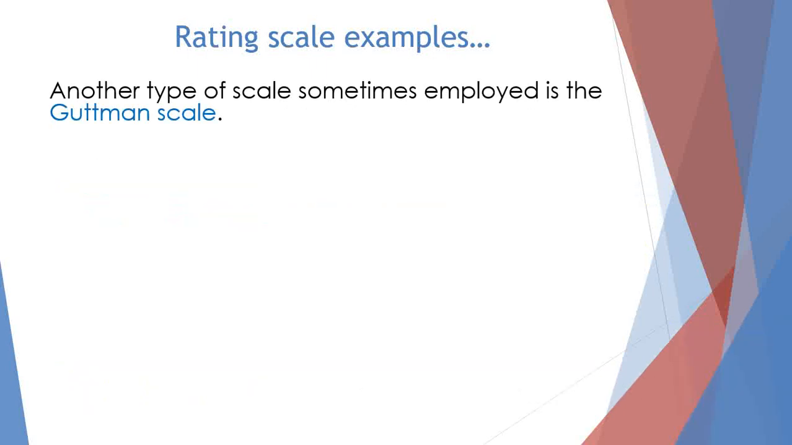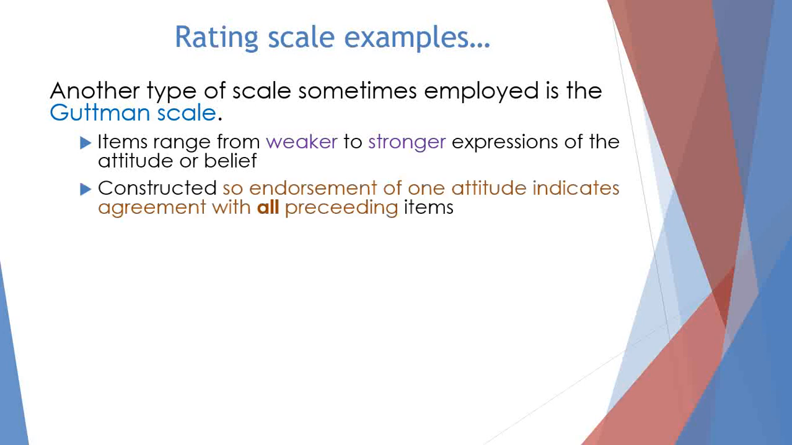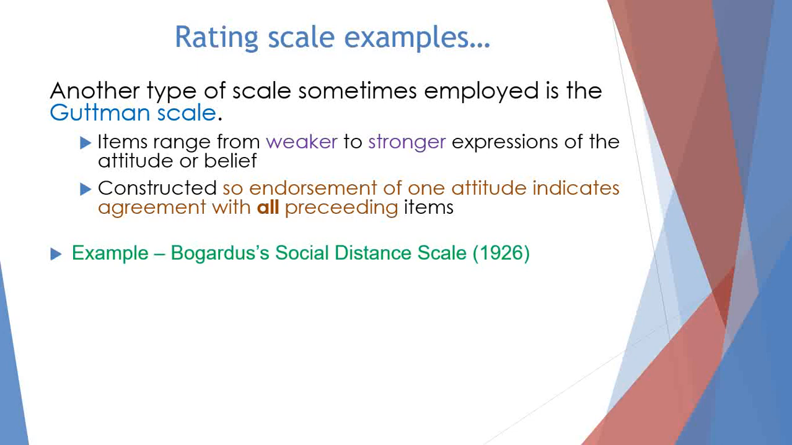Another type of scale sometimes employed is the Guttman scale. And this is where items range from weaker to stronger expressions of the attitude or belief. It's constructed so endorsement of one attitude indicates agreement with all preceding items. I'm going to give you an example of the Bogardus social distance scale. And it was initially conceived of in a time where it was okay to have boundaries in society, and it was okay to be slightly racist.